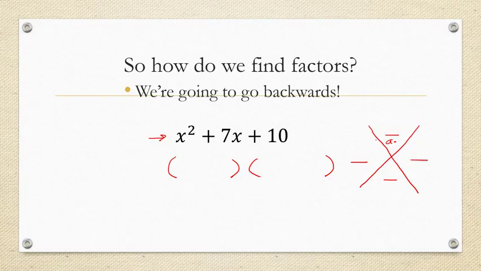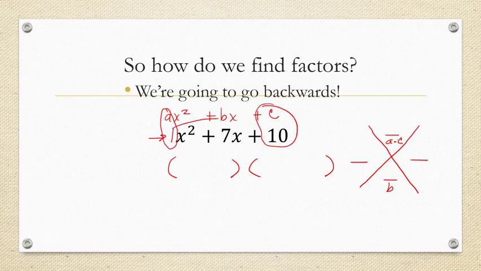This should be A times C, and then this term here is B. This is in the format ax squared plus bx plus c, and I'm just going to show you how they came up with these two binomials. What you want to do is A times C. In front of this A value is a 1, and this C value is a 10. So you're going to do 1 times 10, and put that number here. The B value is 7, so you're going to put a 7 right here.